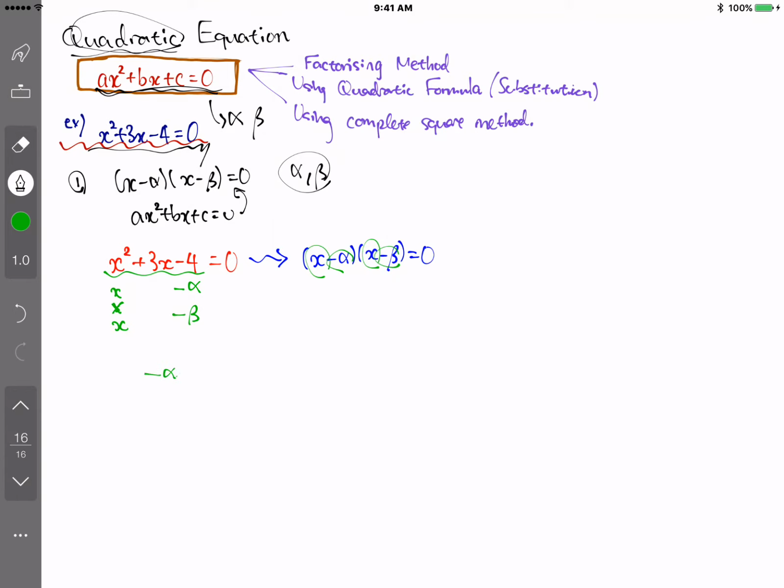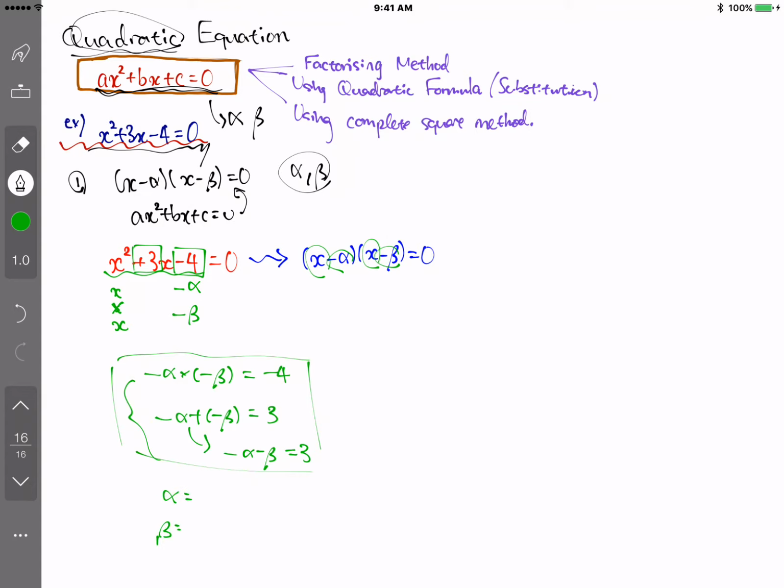Negative alpha times negative beta makes negative 4, and negative alpha plus negative beta should make 3, or positive 3. So this will eventually turn into negative alpha minus beta, which is 3. It should satisfy this simultaneous equation, and you have to guess what alpha and beta are going to be.